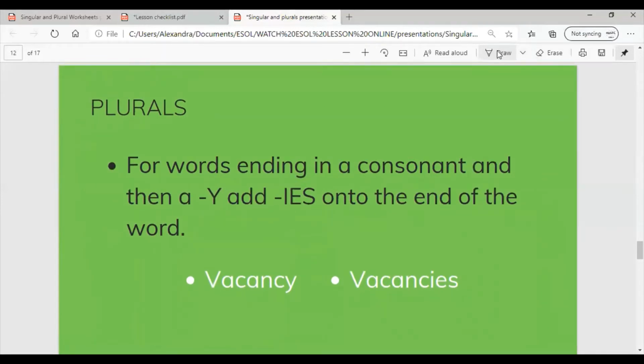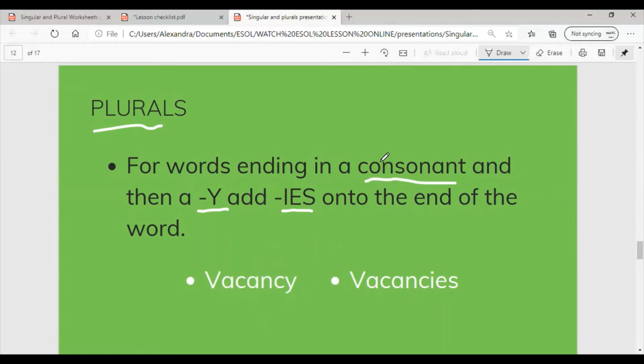Now there's another example of how to spell a plural. So for words ending in a consonant and then a Y, we're then going to add IES onto the end of the word and get rid of that Y. So here we have the word vacancy. So as in a job vacancy, the local shop has a job vacancy. Now, if they have more than one job advertised, we're going to need to turn this word into a plural.